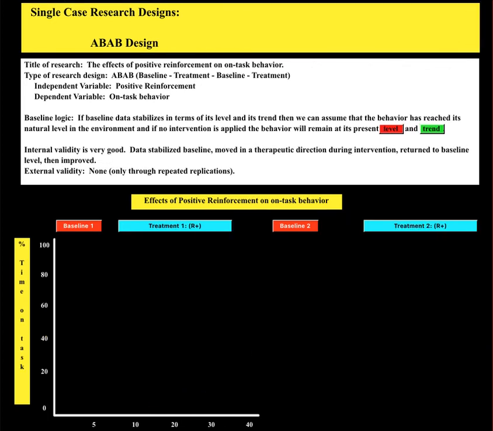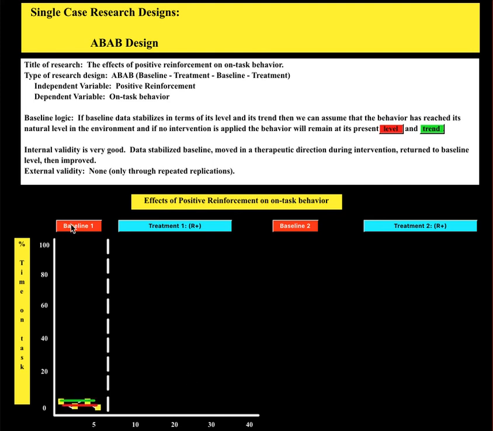Now here we have the exact same research question, the effects of positive reinforcement on on-task behavior. But this design is now an ABAB design. We have an initial baseline, an intervention, a return to baseline, and then a return to the intervention. Well, let's take a look.